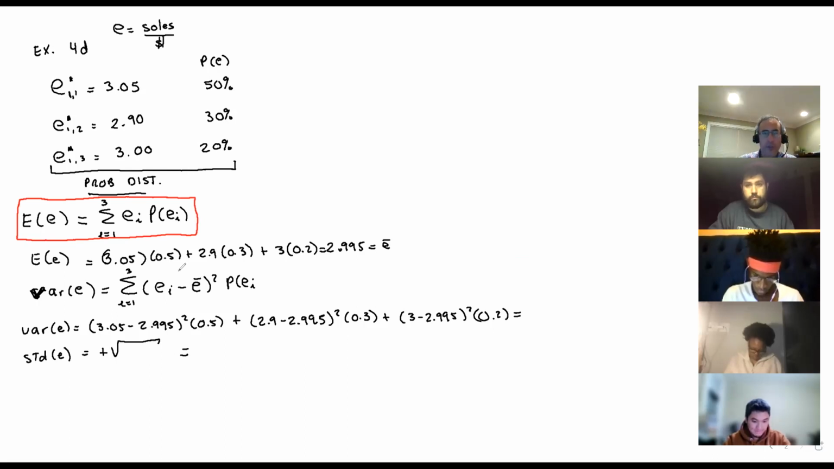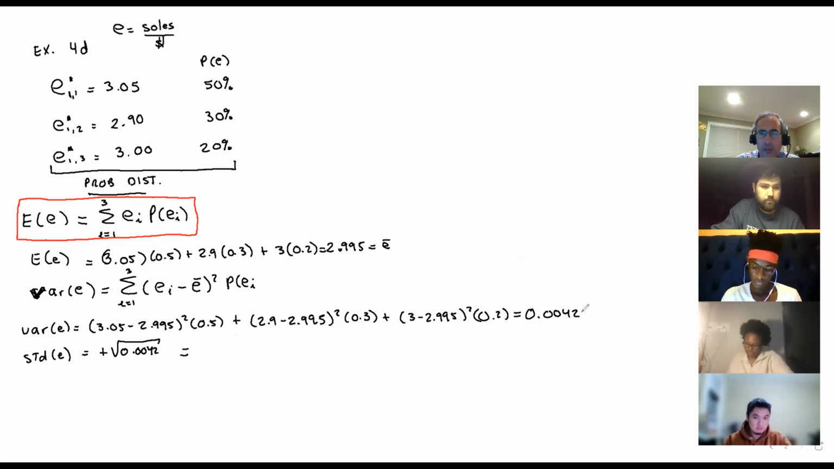Okay, so someone, what is the variance? Someone? I get 0.0042. Yeah. Okay, now the standard deviation, sorry, the square root of this one here.